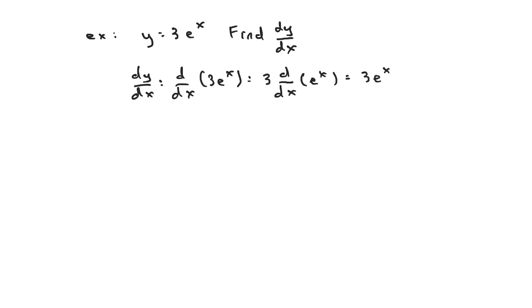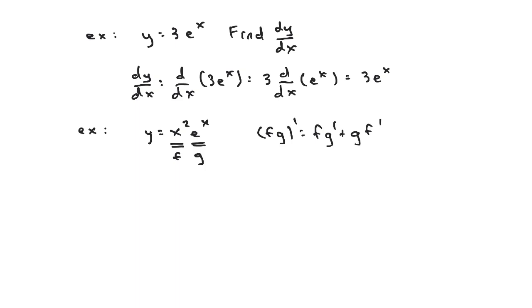so this is 3e to the x. We could also combine something like this with the product rule. And so let's say we have y is equal to x squared e to the x. Then what I would do is I would say this first function, x squared, is my f. The second function, e to the x, is my g. And then I would say (fg) prime is equal to f g prime plus g f prime.